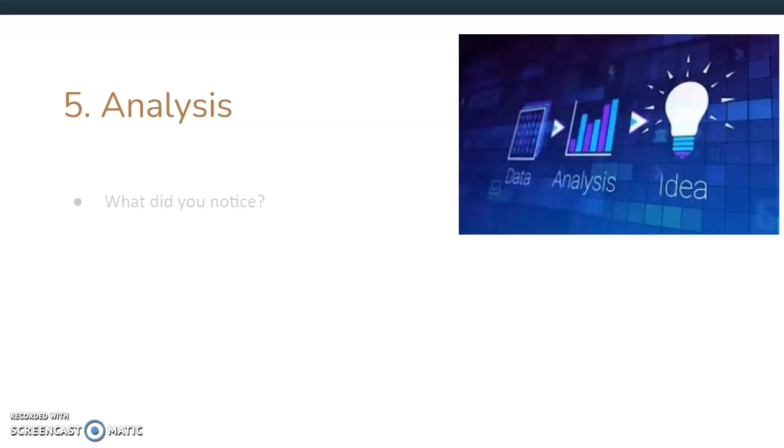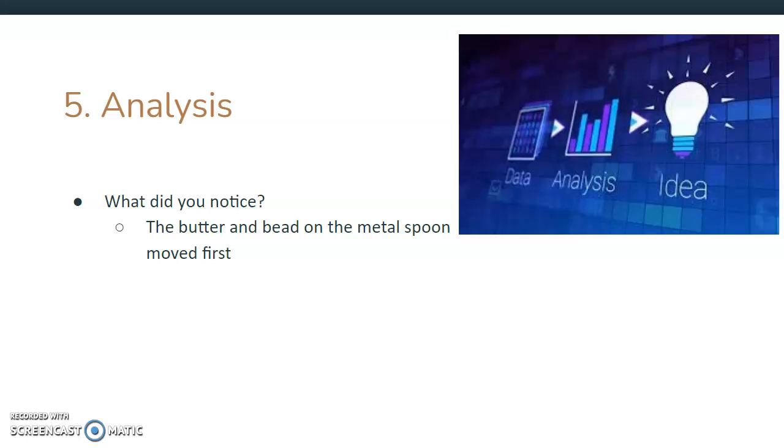So after seeing that, of course, what did you notice? We noticed that the butter and bead on the metal spoon moved first. So it melted the butter on the metal spoon first, so that got hotter quicker than anything else.